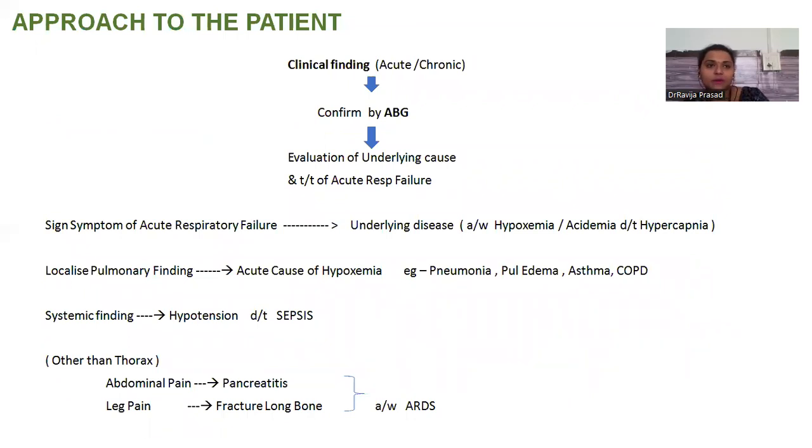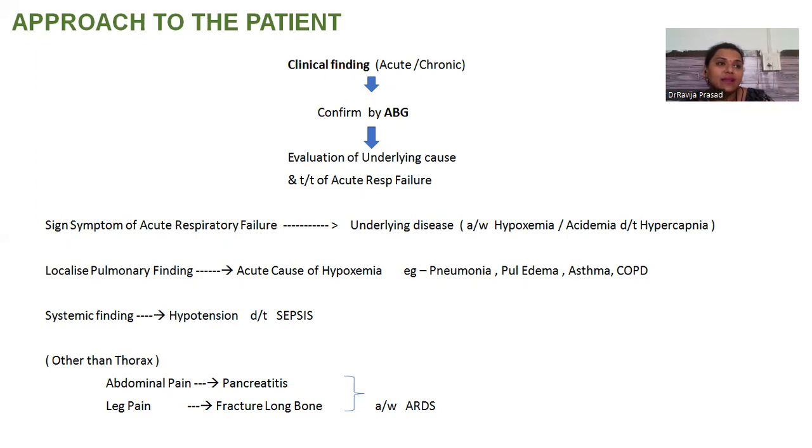Now, if the person is having respiratory failure, how do you approach the patient? First, you need to see the clinical findings, whether it's an acute or a chronic one. Second, how are you going to confirm it? You need to confirm it by doing an ABG as soon as possible. Third, evaluation of underlying causes.